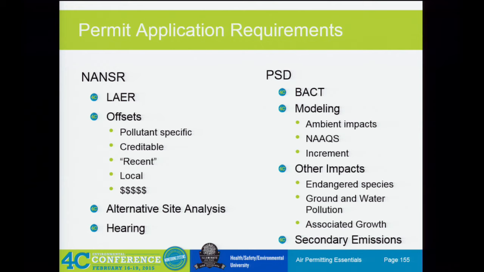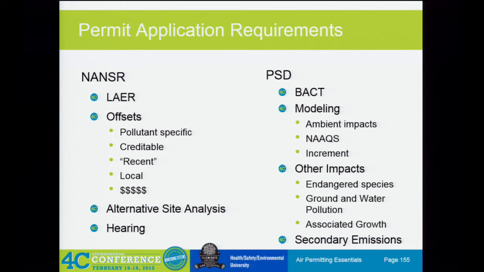Specifically with non-attainment NSR, we have to purchase offsets, which are pollutant-specific offsets. So if you are non-attainment for VOC, you have to purchase VOC offsets. There's talk about interpollutant trading with the ozone non-attainment areas, swapping out the VOCs for NOx, but that still hasn't been approved yet. But it would definitely help a lot of the industry out if they could. They have to be creditable.